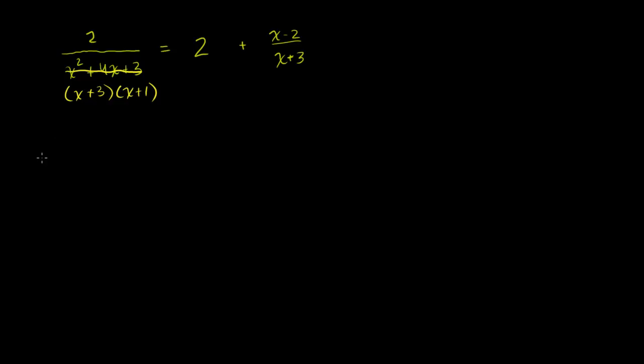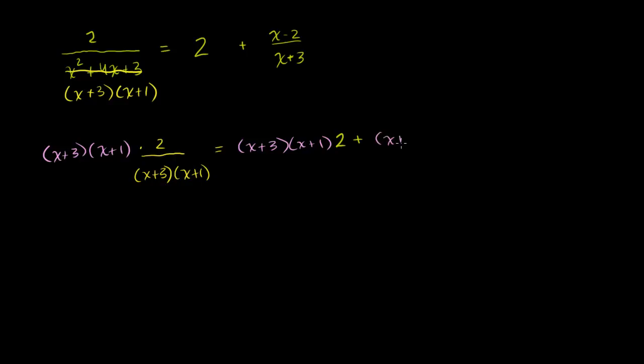So we're going to get, let me just rewrite it, x plus 3 times x plus 1, and then we have this term over here times 2 over x plus 3 times x plus 1 is going to be equal to x plus 3 times x plus 1 times this 2, plus x plus 3 times x plus 1 times this term, x minus 2 over x plus 3.